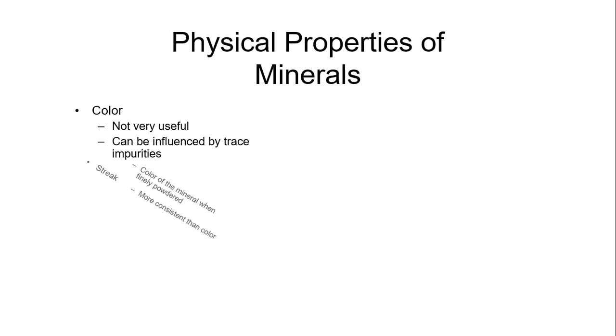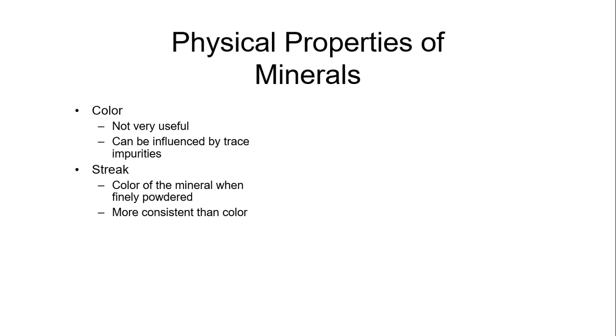A property that is more useful than color is what we call the streak. Basically, if you shave off a little bit of the mineral from the stone, then it's going to turn into a powder. The color of that powder is more consistent than the color of the stone itself. And that's because when you take the powder, you're usually filtering out some of those impurities.